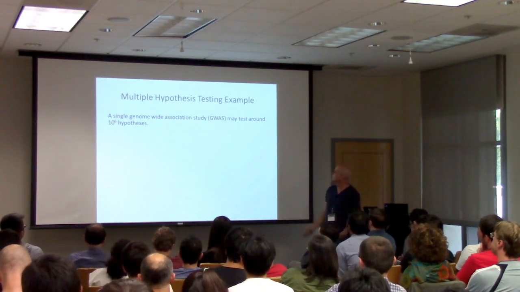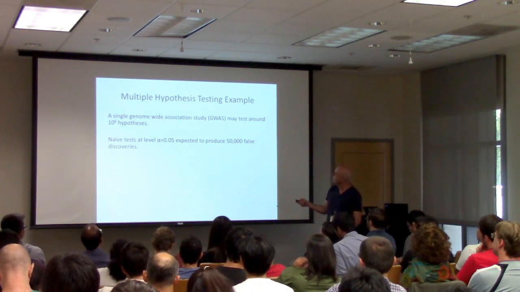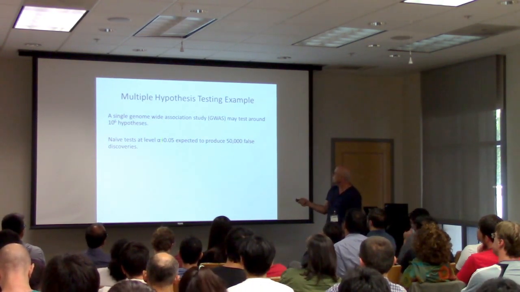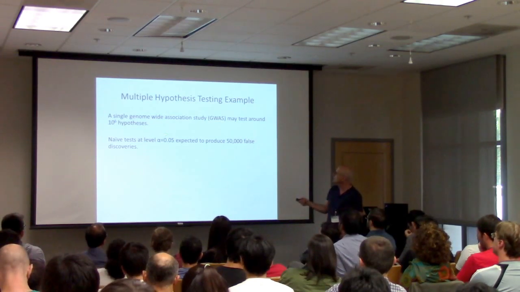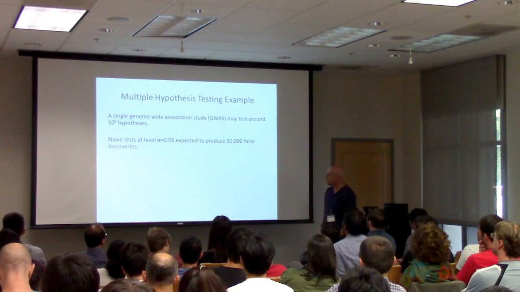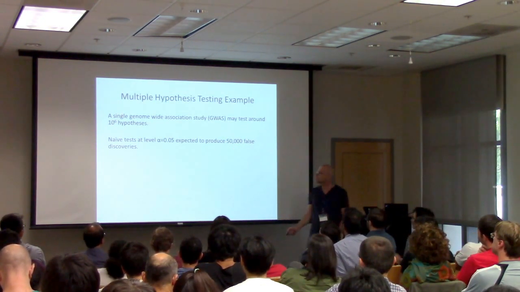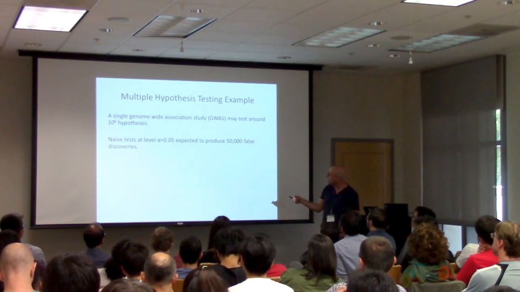So we have a million hypotheses in a GWAS, and if we test at level 0.05, as probably the community discovered by bad experience, then we already expect to get 50,000 discoveries, right? Because that's 0.05 times a million. And what's 0.05 meaning?